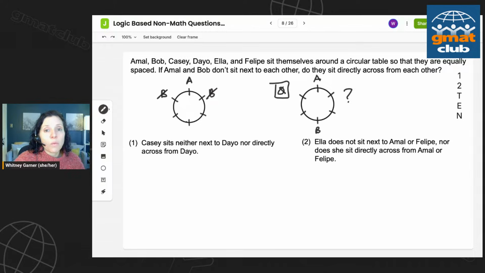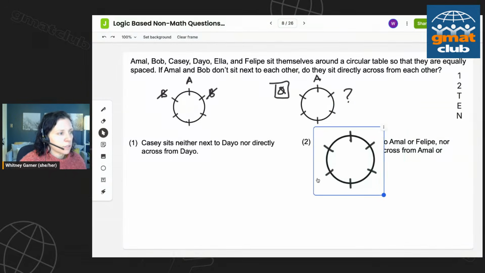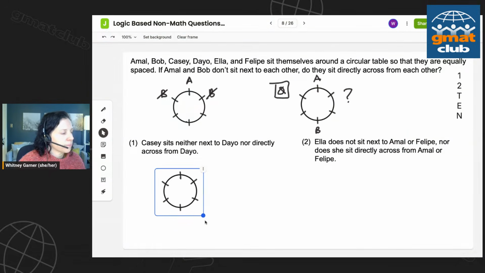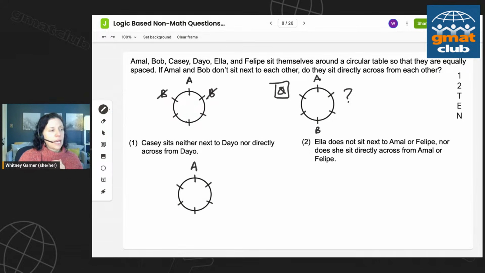Well, in this case, statement 1 seems a little bit more simplistic, right? So maybe I'll go with statement 1 to start. Sure, why not, right? So I'll just kind of toss them over here. All right. So I'll leave them all in here. I'll stick them all back on top. And now I got to figure out where Casey goes. And Casey sits neither next to this D person nor across from them. Okay, so I'm going to put Casey here.